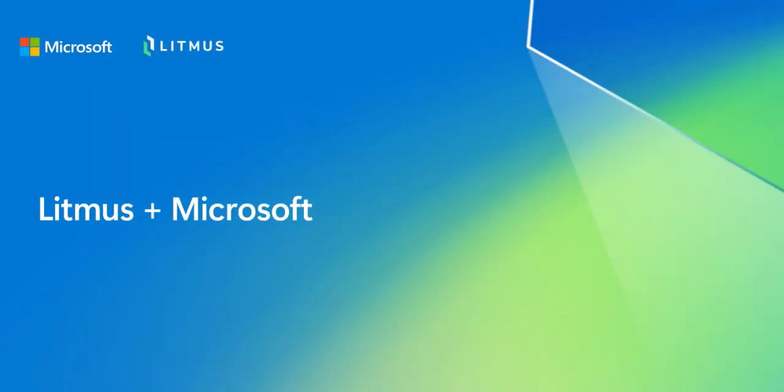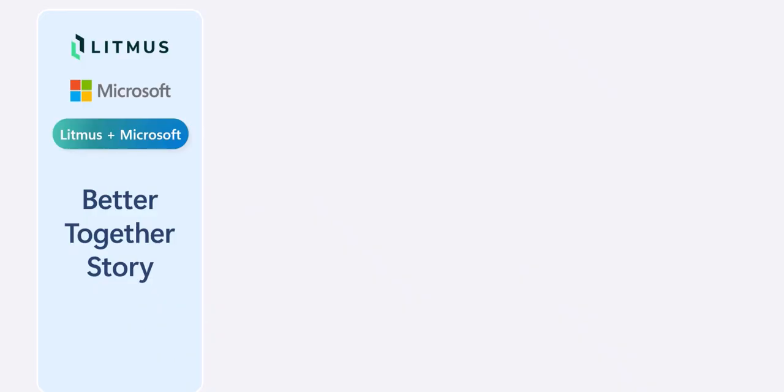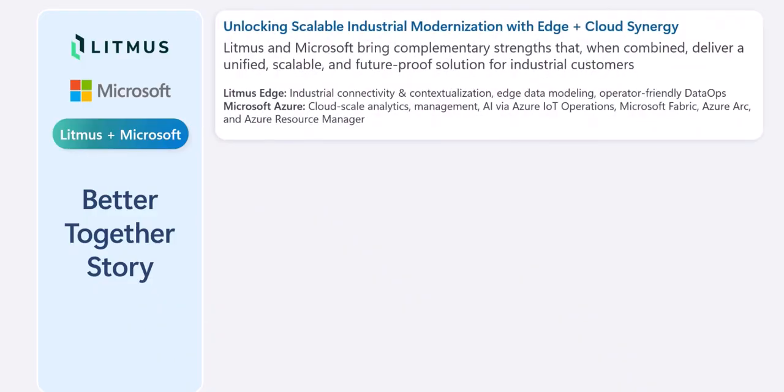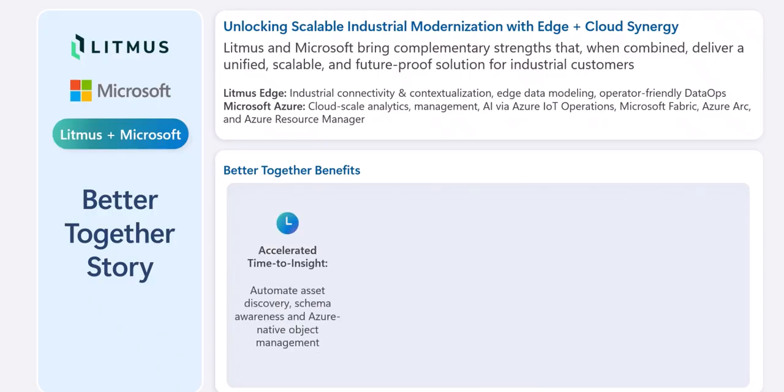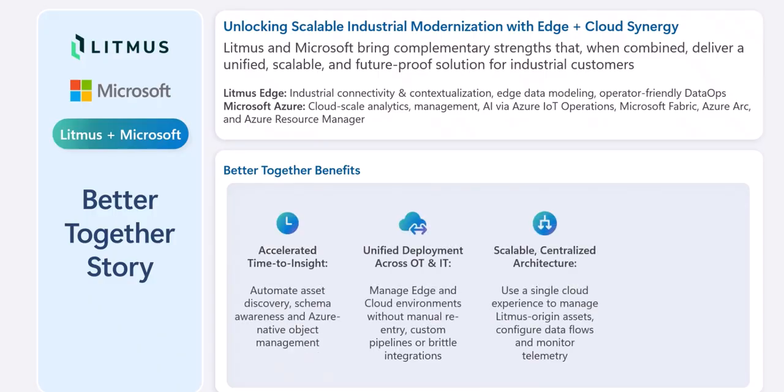Imagine you're a manufacturing leader with dozens of industrial assets spread across your factory floor. Connecting those machines to the cloud for analytics, monitoring, and predictive maintenance often means hours of manual configuration and custom integration work. Today, we'll show how Microsoft and Litmus remove that complexity with automated asset discovery and secure data flows powered by Azure IoT Operations.